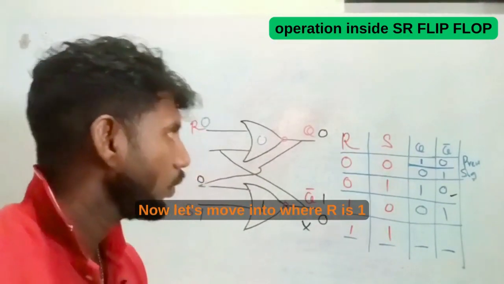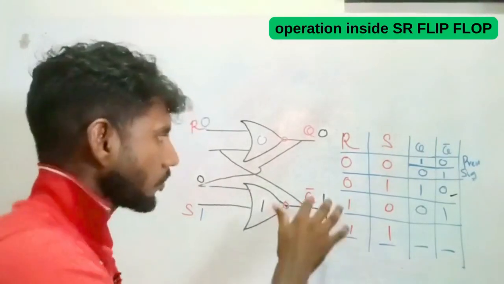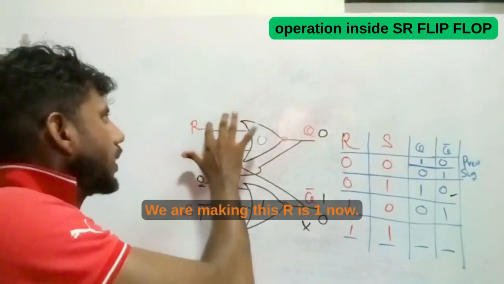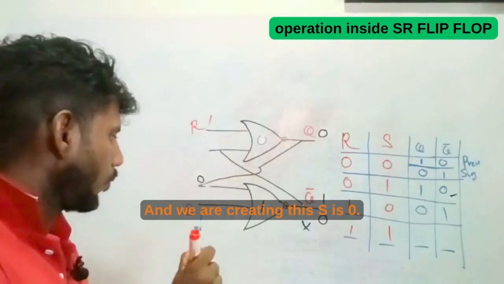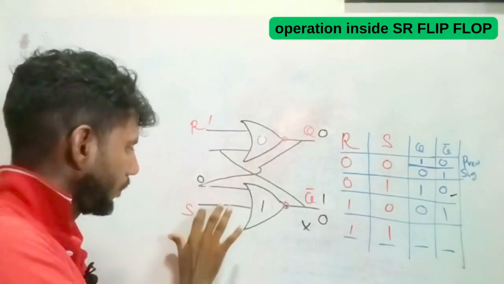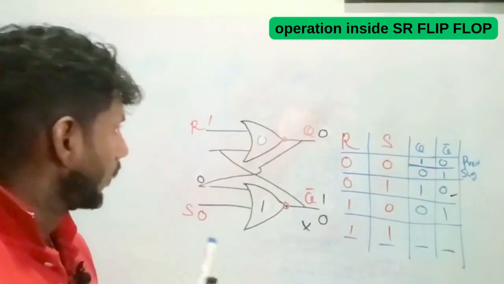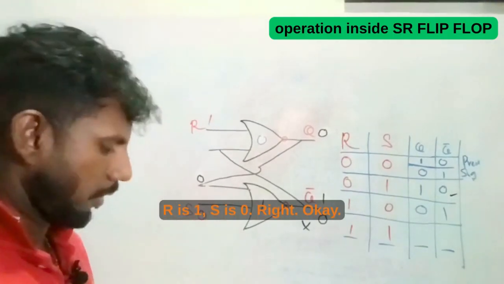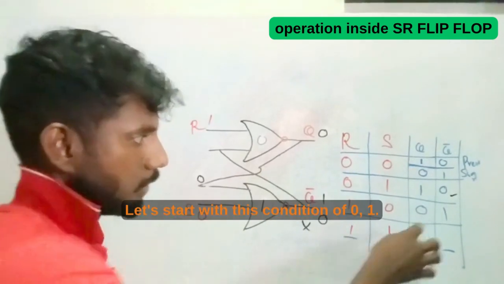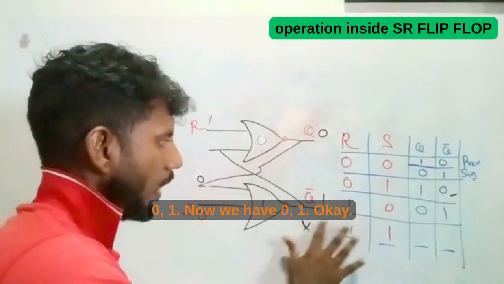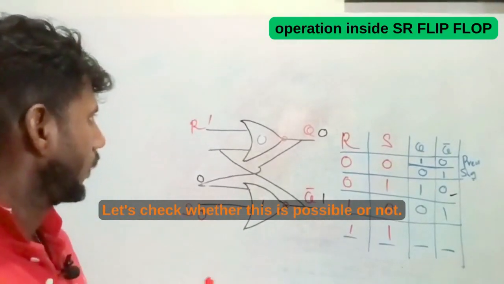Now let's move on to where R is 1 and S is 0, right? We are making R is 1 now, and we are making S is 0. Okay. R is 1, S is 0. Let's start with this condition of 0, 1. Right, 0, 1. Now we have 0, 1.